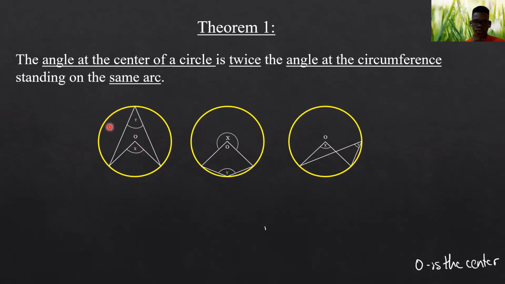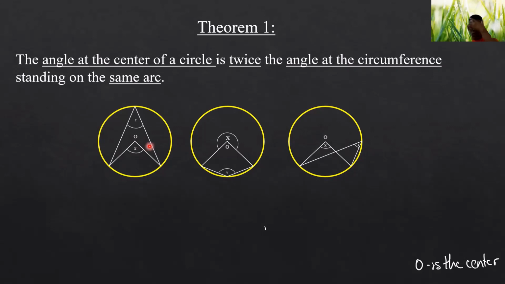So here we have the first circle. We have an angle that is placed on our circumference and an angle at the center. Please note that the O here is our center. Let me actually mark this permanently here. Good. So this is the center of the circle, and that's what we're going to label O.